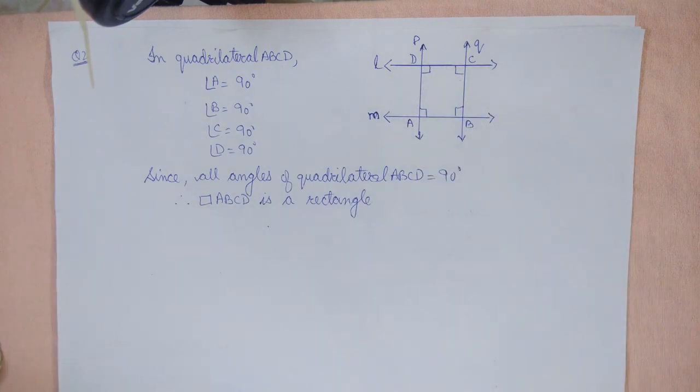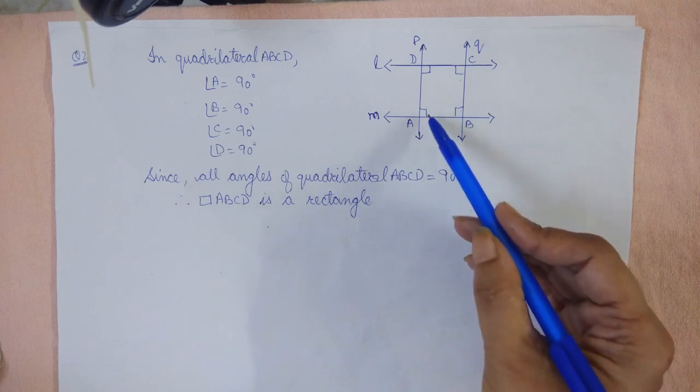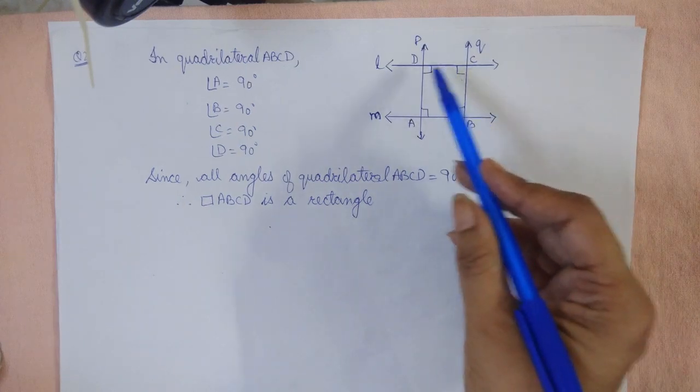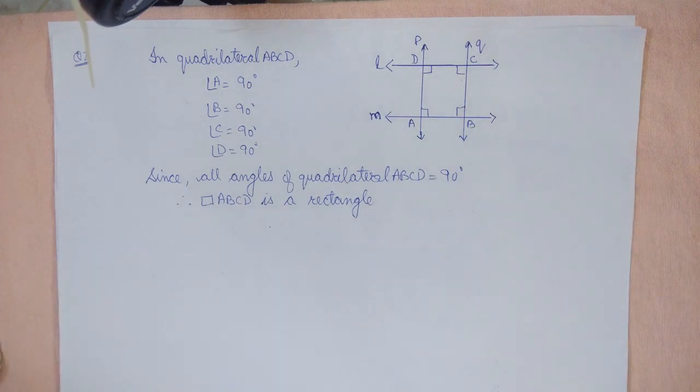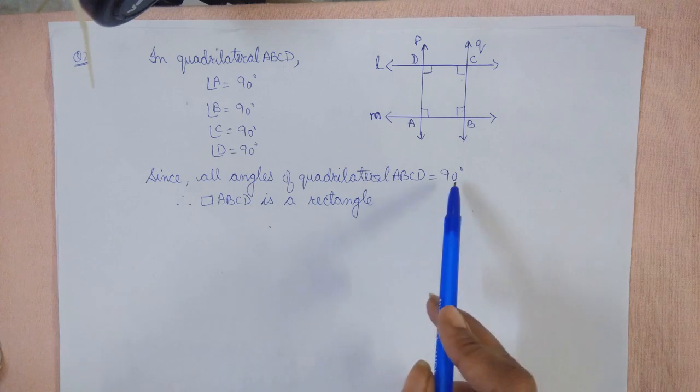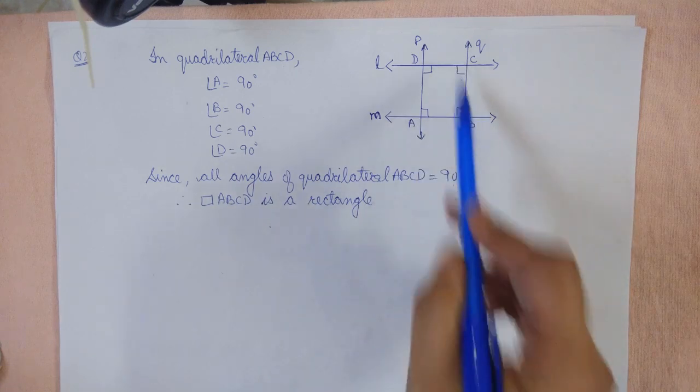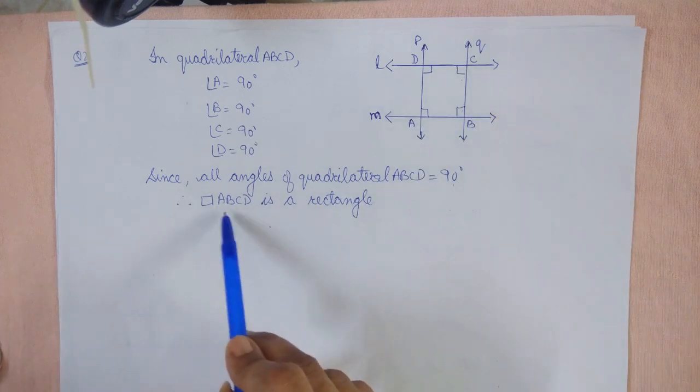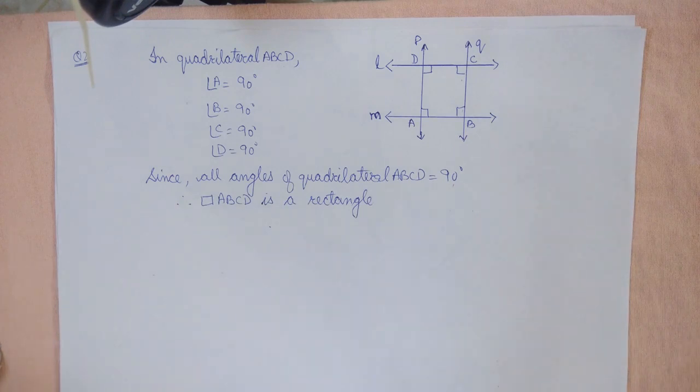Why? Because in a property of a rectangle, if the quadrilateral is a rectangle, then all the angles of it should be of 90 degrees. And we have seen from question 1 that all these angles are of 90 degrees. Therefore, since all the angles of quadrilateral ABCD equal 90 degrees, ABCD is a rectangle.